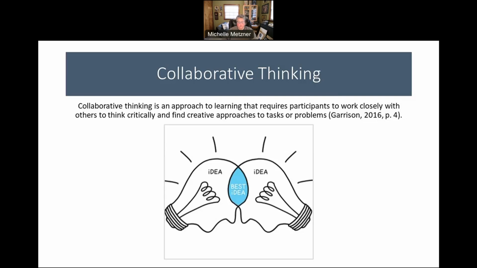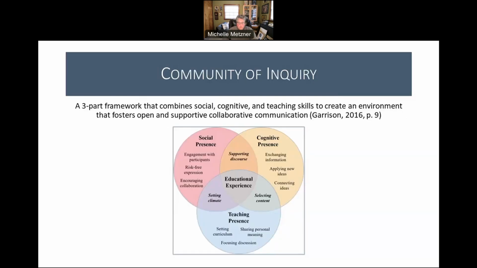So let's quickly review some of the key concepts from today's conference, starting with collaborative thinking. Remember, collaborative thinking is an approach to learning that requires participants to work closely with others to think critically and find creative approaches to tasks or problems. In order to interact openly, group members would be wise to form a community of inquiry, which is a three-part framework that combines social, cognitive, and teaching skills to create an environment that fosters open and supportive collaborative communication.